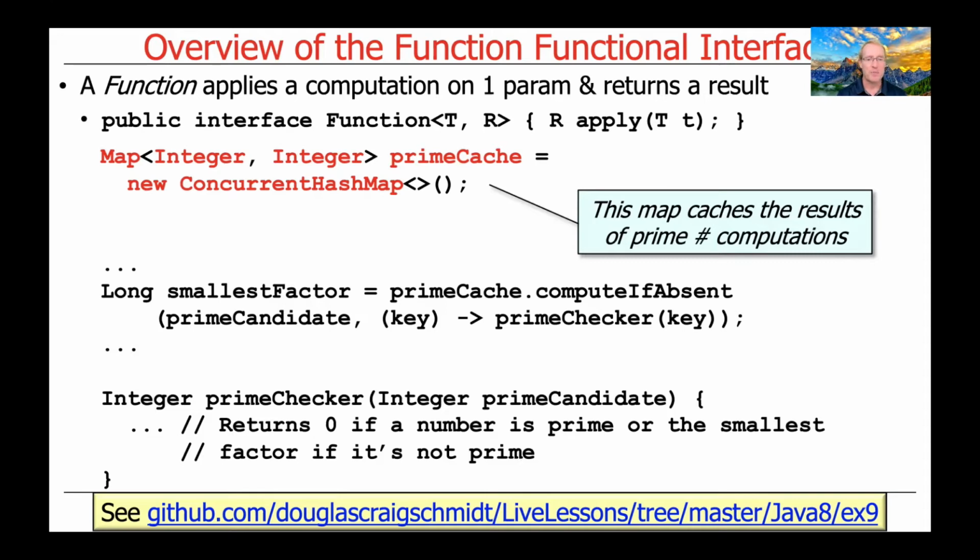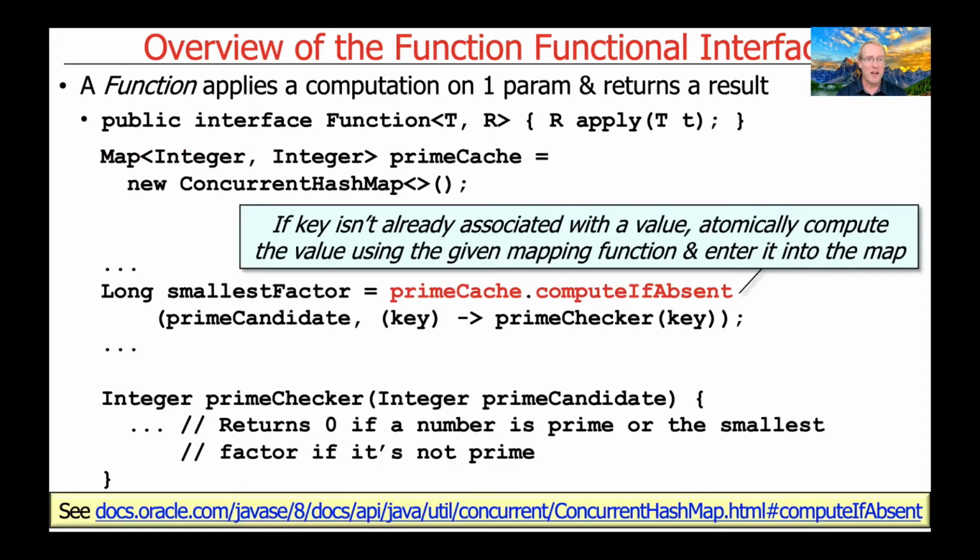We're going to use a very cool method here that comes from ConcurrentHashMap called computeIfAbsent. The way this method works is if you pass in a key, which in this case would be the prime candidate, and we've already pre-computed the value in an earlier call, we'll just return that as the result from computeIfAbsent. However, if the value hasn't been computed yet, then we're going to call a primeChecker method. So if the key isn't associated with a value, then we're going to atomically compute the value using the given mapping function and then enter the value into the map.